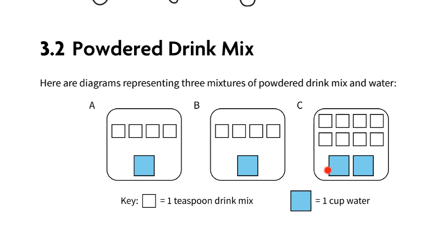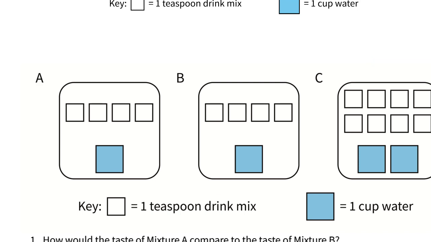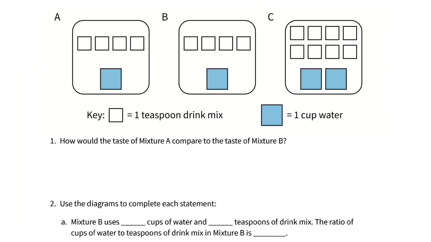But then we've got C, and C looks like it's a different ratio, doesn't it? It's a different mixture. We've got 8 teaspoons of drink mix, and then we have 2 cups of water. So the question is, would these 3 drink mixtures taste the same? Clearly A and B taste the same. So the big question is, how is mixture C going to taste in comparison to B and A? So we're going to scroll down here, and there we go.